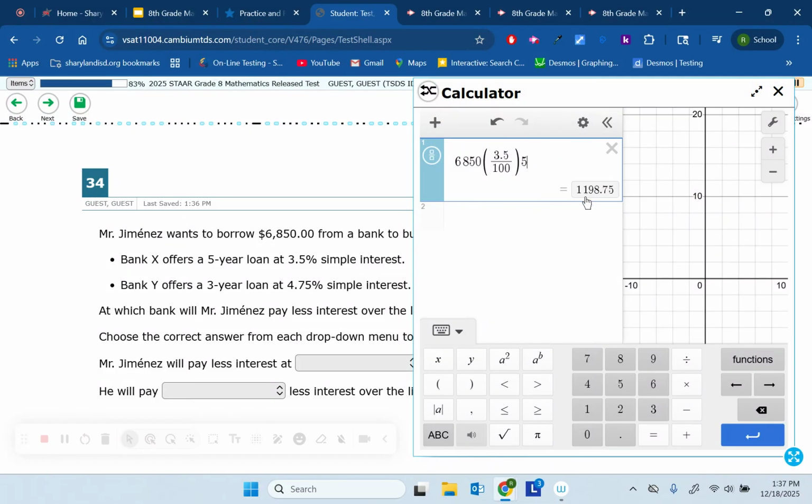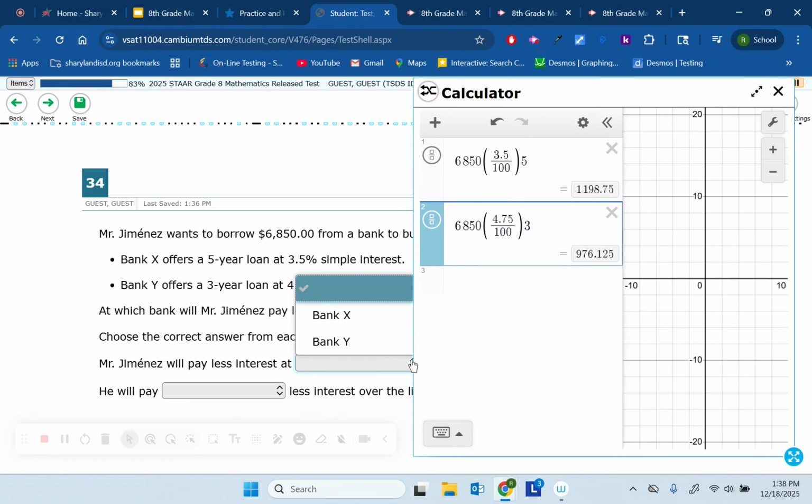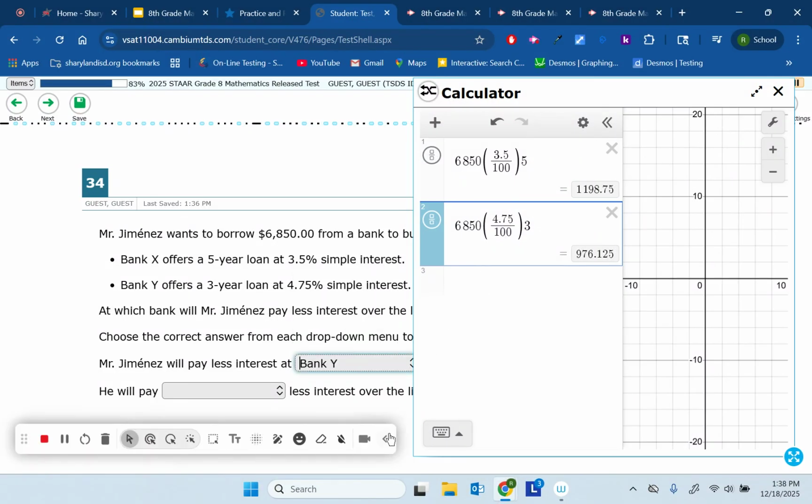At 5 years, I'm paying back close to 1,200. I should pay back less with the least number of years, right? Though I'm paying more interest rate. That 4.5%, 3.5% interest really doesn't hurt too much because it's out of 100, not 1,000. I don't know why it keeps going to 1,000, but with the 3-year loan, I'm paying 976. With the 5-year loan, I'm paying 1198. So I will pay less with bank Y, okay?